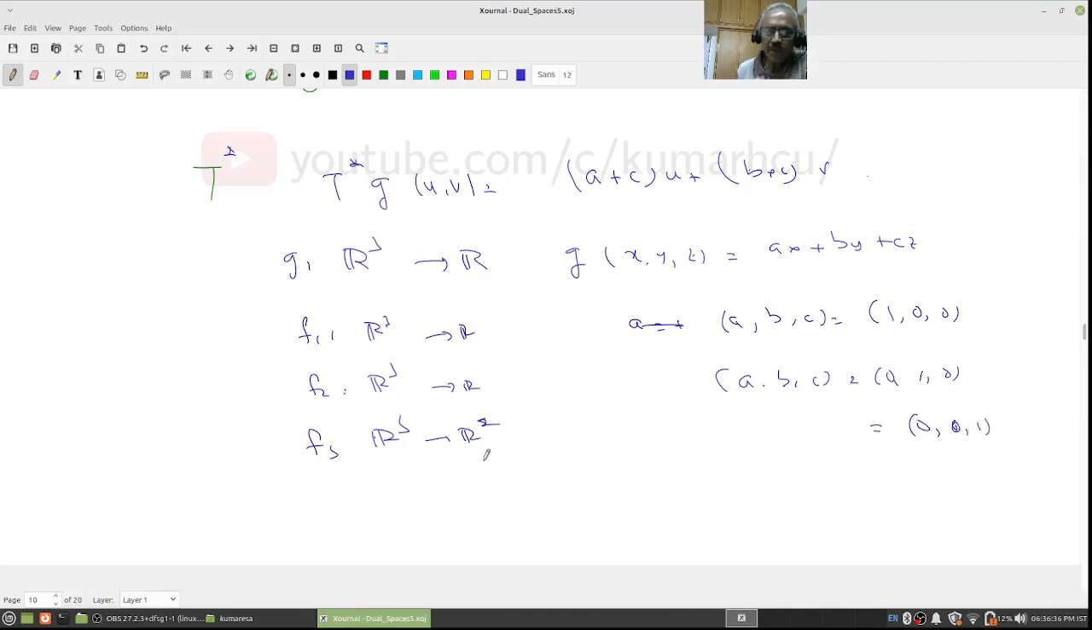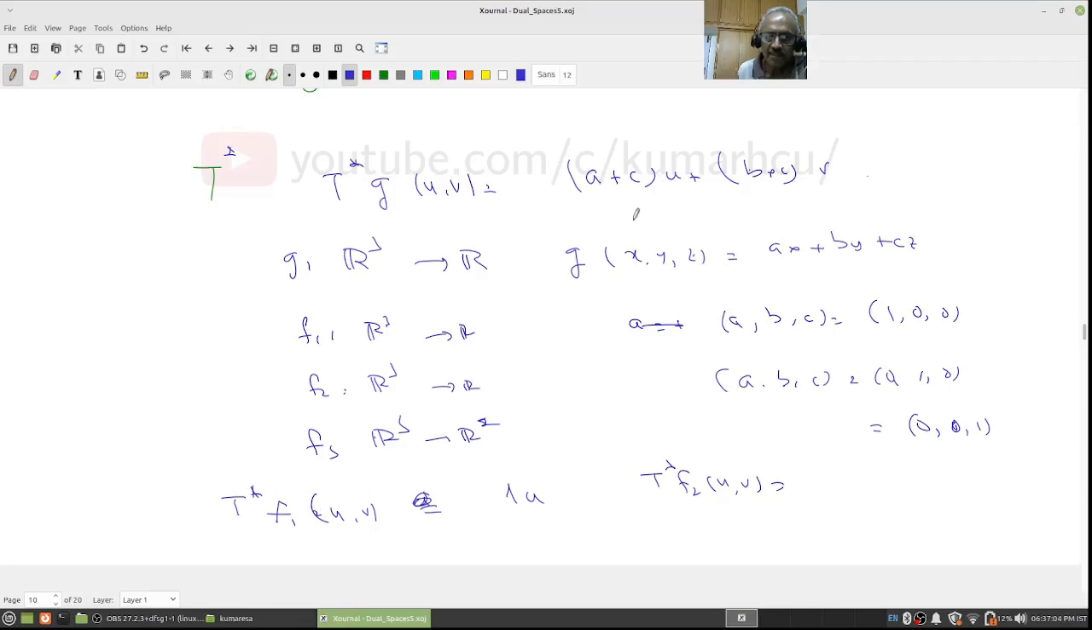Why am I writing all these things? Therefore what is T star of F1? You can see that A plus C, that is A is 1, C is then, therefore it is just 1. T star of F1 of UV is nothing other than A plus C, that is 1, B plus C is 0, okay, 1 times U, and T star of F2 of UV, I could have simply plugged in. Do you understand that?